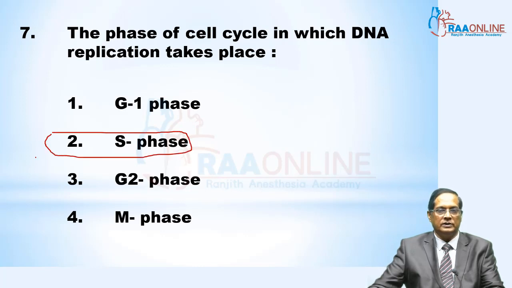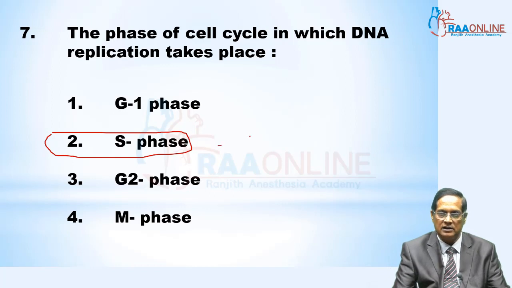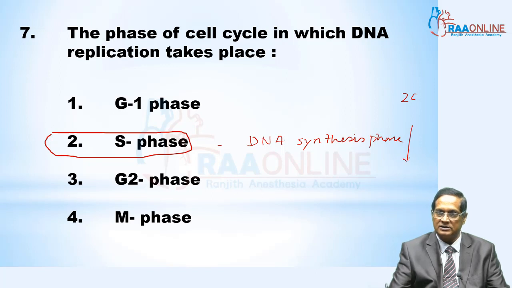Next, the phase of the cell cycle in which DNA replication takes place is S phase. It is already known as the DNA synthesis phase. If a cell has 2C DNA, then when it crosses S phase, the amount of DNA will be 4C.